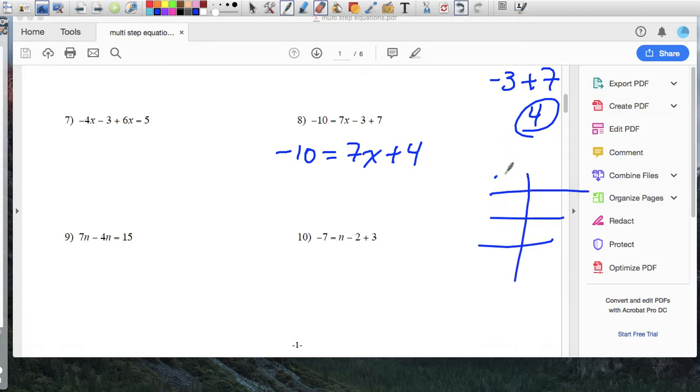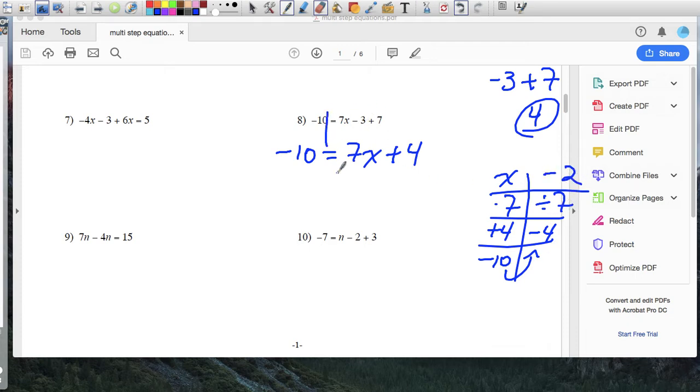I have a variable x, which is being multiplied by 7 and then added 4. That all gives me negative 10. Going backwards, I do minus 4, divide by 7. And that's going to give me an answer, right? So negative 10 and negative 4 is negative 14. Negative 14 divided by 7 is going to be negative 2.